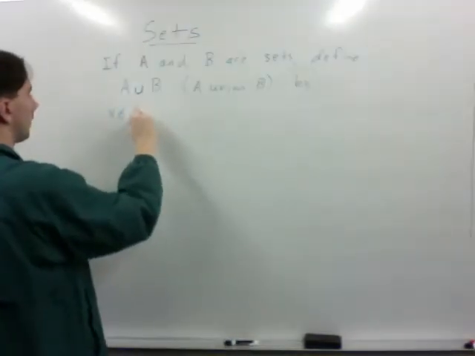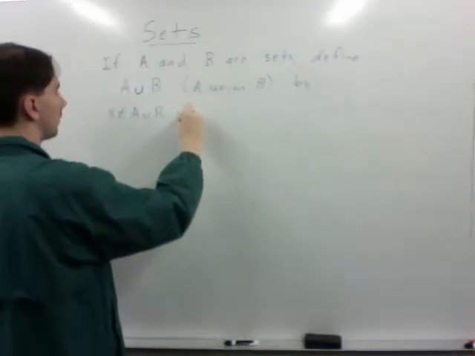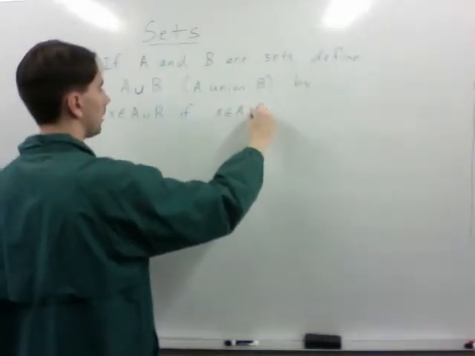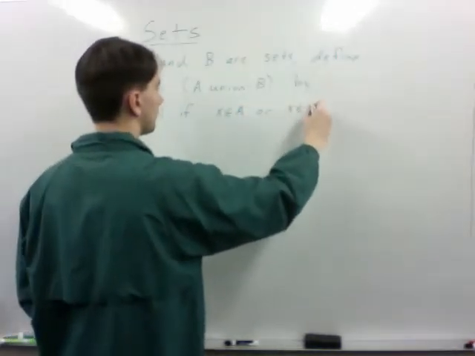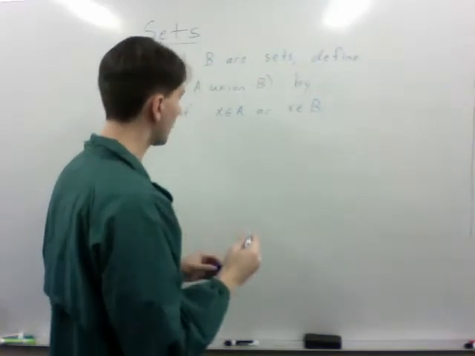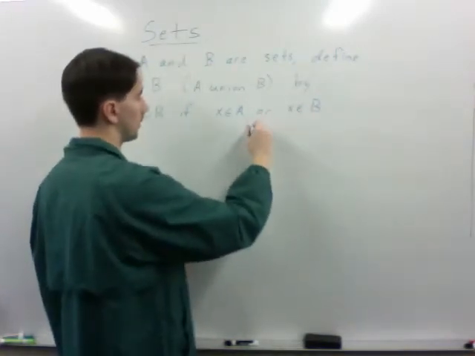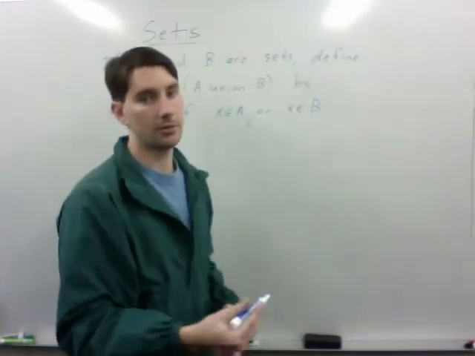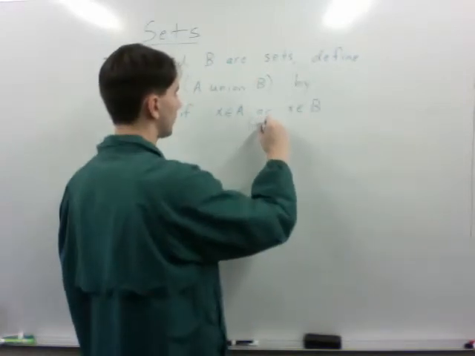X is an element of A union B if X is an element of A or X is an element of B. And remember that this "or" here is the mathematical or. In math, we always use the inclusive or by default, so this is inclusive.